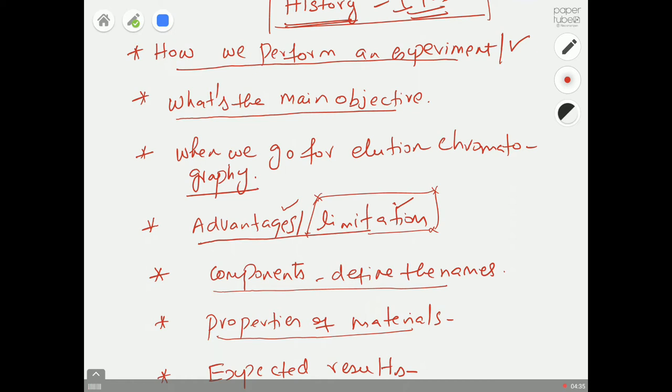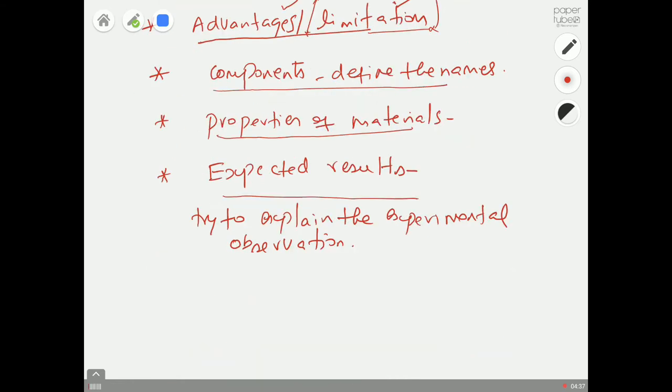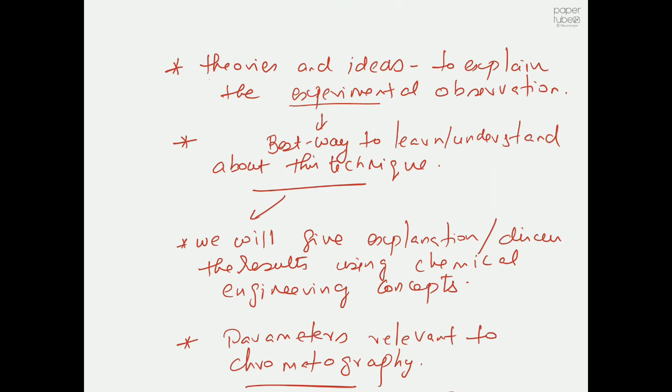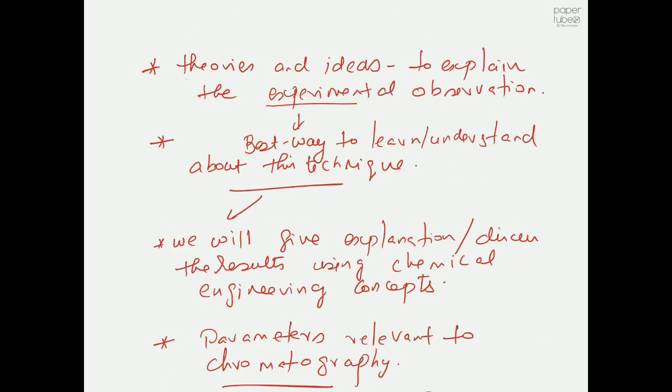And then we will talk a bit about some expected results: if you perform an experiment in the lab, how the results will look. We will draw some diagrams that look like the expected results, and then we will try to explain the experimental observation. Let's go to the next page.